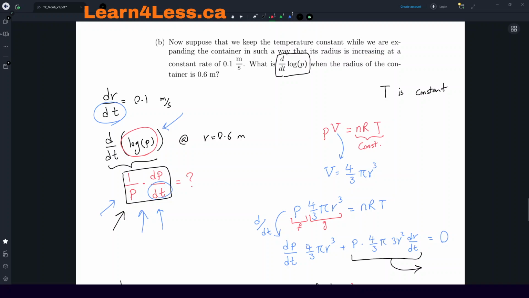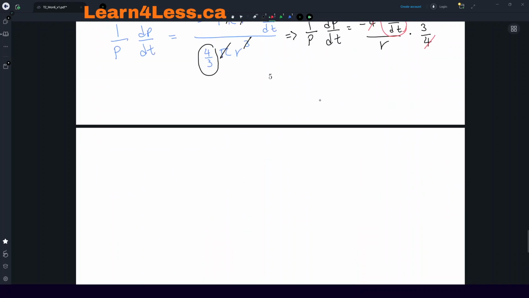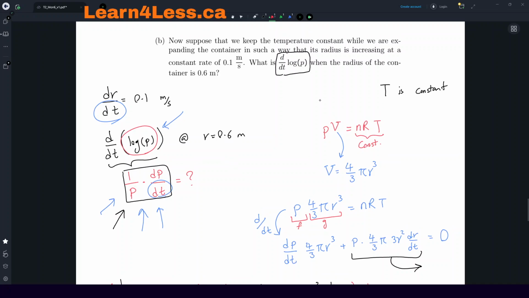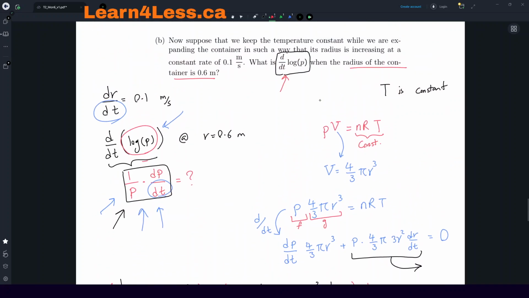And so basically, I have everything on the right hand side except this radius. How to find that radius? They gave us another piece of information. They want to know this derivative, this rate, when the radius is 0.6 meter. So we plug in 0.6 into that equation.